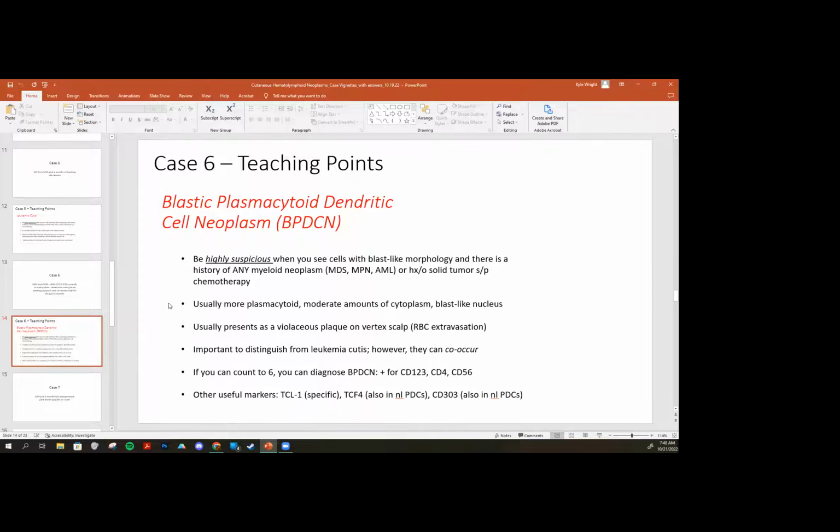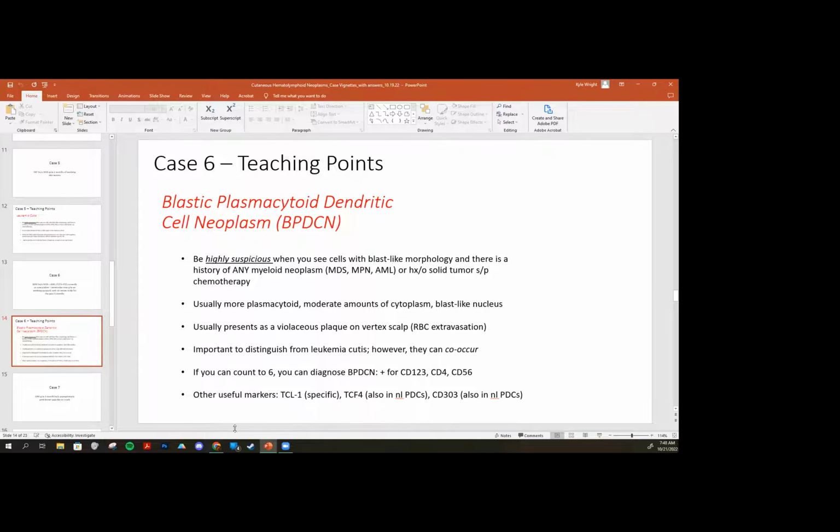BPDCN, although it's super rare, it's actually very easy to diagnose if you can count to 6. So if you can count to 6, you can diagnose BPDCN because it's positive for 1, 2, 3, 4, 5, 6: CD123, CD4, CD56, 1, 2, 3, 4, 5, 6.